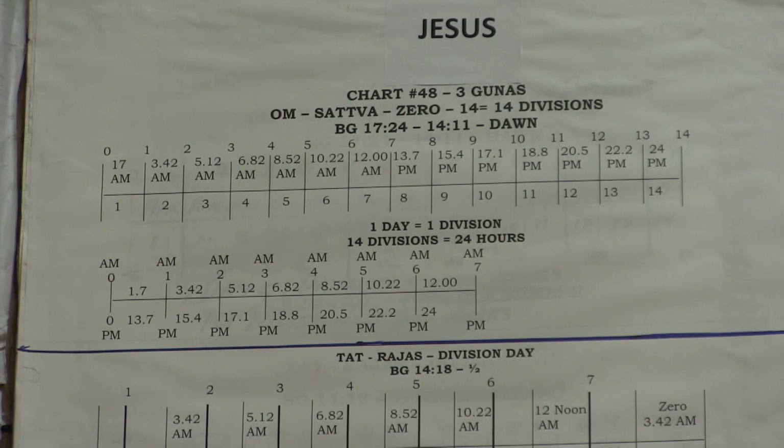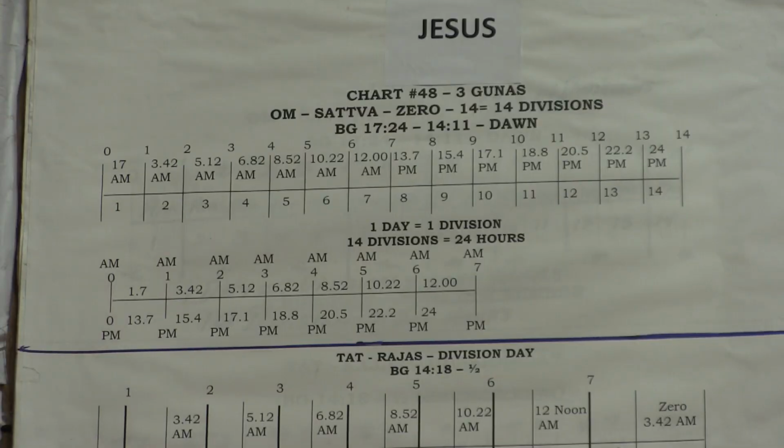Now, Matthew 28:19. Go therefore and make disciples of all the nations, baptizing them into the name of the Father and of the Son and of the Holy Spirit. Jesus, Sattva, added 3 disciples, Father, Son, and Holy Spirit, to complete 14 disciples. 14 divisions of 14,000 years. Right? Matthew 28:20, teaching them to observe all that I have commanded you. And behold, I am with you all the days until the consummation of the age.